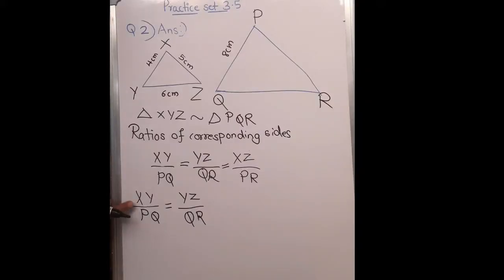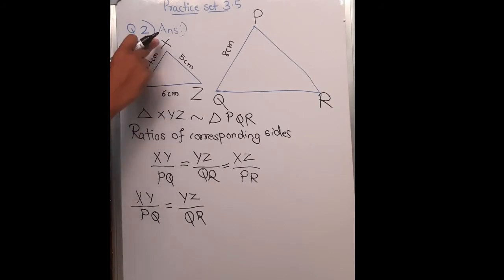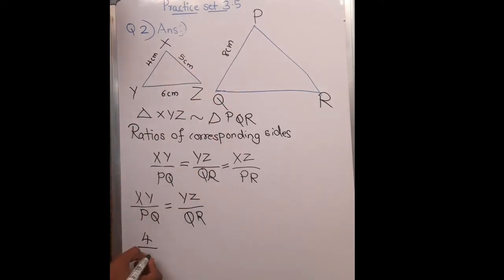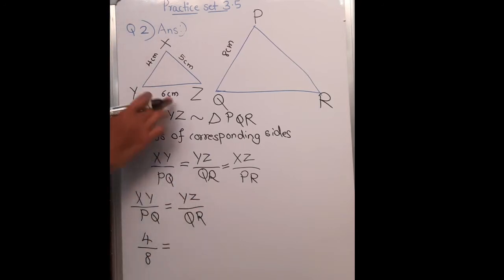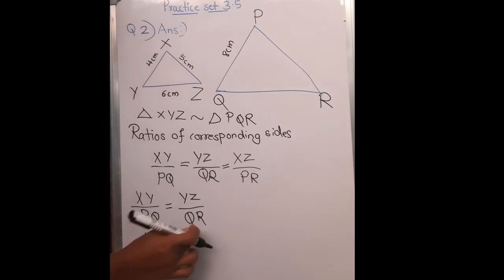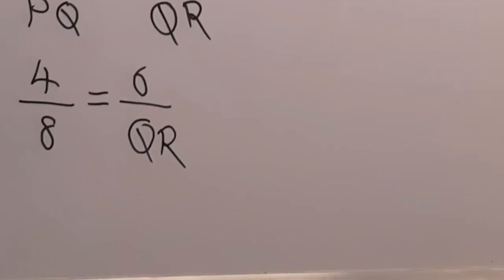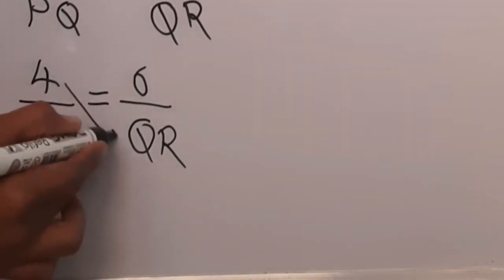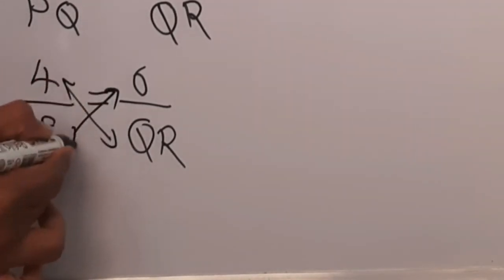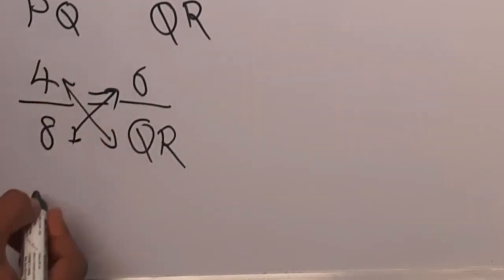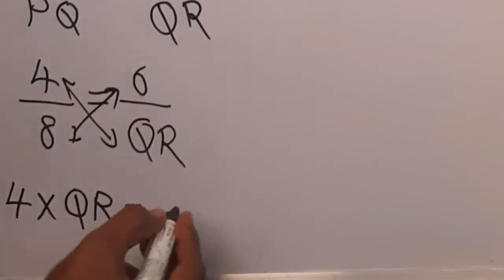Now instead of XY we will write the value, that is 4 centimeter. 4 upon PQ, which is 8 centimeter. 4 upon 8 is equal to YZ, which is 6 centimeter, upon QR. QR is not given, so we will write it as it is. Now the next step is cross multiplication, that is 4 multiplied by QR is equal to 8 multiplied by 6.